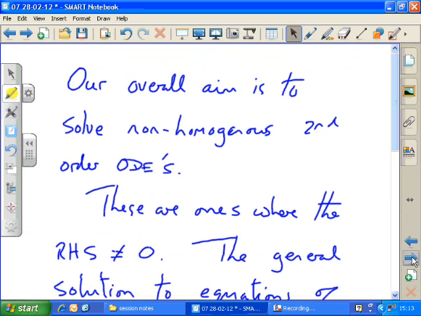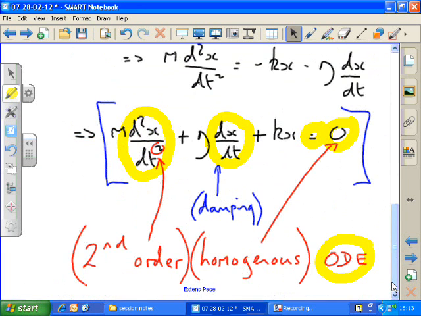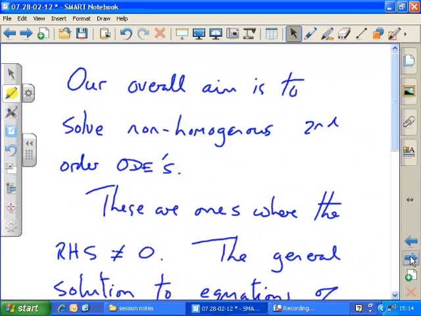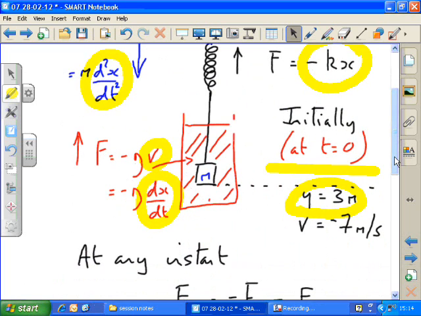Okay. So our overall aim is to solve non-homogeneous second order differential equations. Remember the one that we looked at a couple of slides ago is homogeneous. In other words, the right hand side is 0. We're aiming at the end to solve non-homogeneous second order differential equations where you've got some sort of function on the right hand side that's driving the situation. So if we think of this model here, we would add some sort of driving mechanism that was forcing this spring to oscillate at a particular rate.